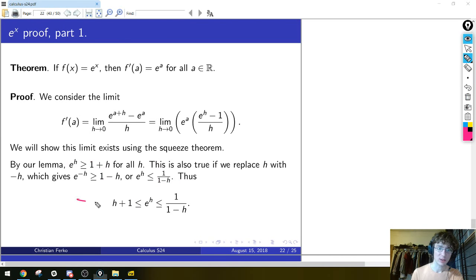Okay, so questions about deriving this squeeze bound from our lemma? I have no questions. Good.